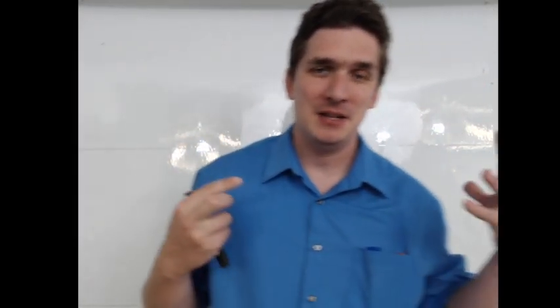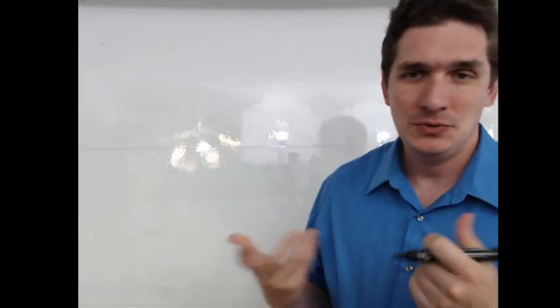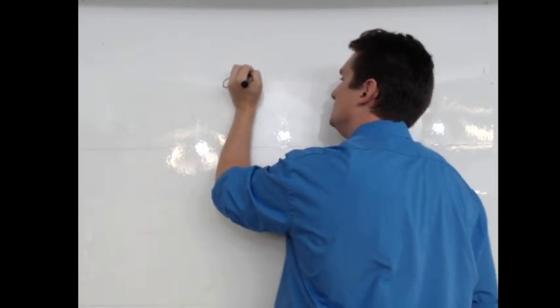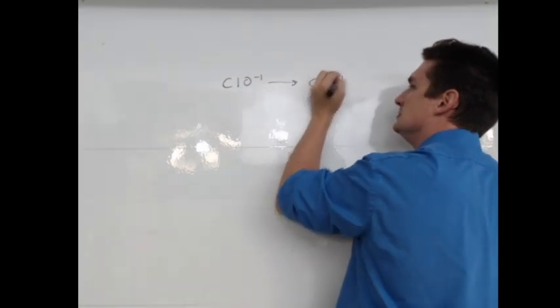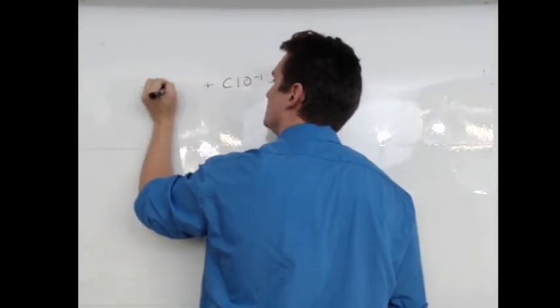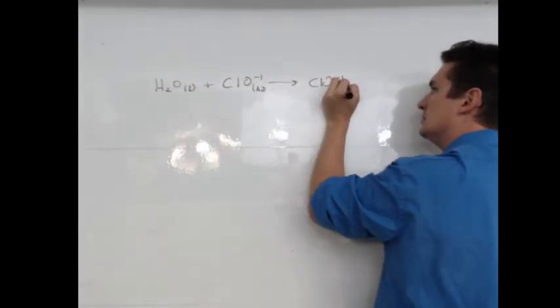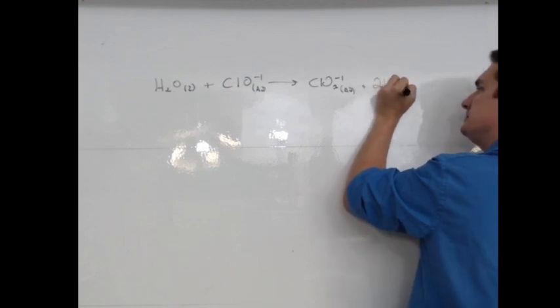So balancing under basic conditions is actually pretty easy. I'll do just a simple half reaction. ClO1, there's a ClO2, water. We get 2 H+.